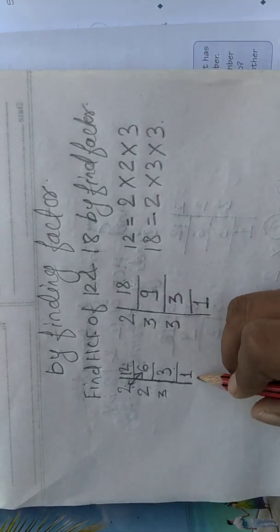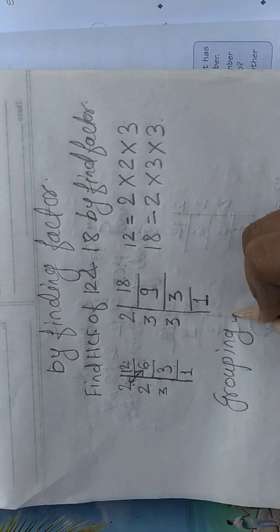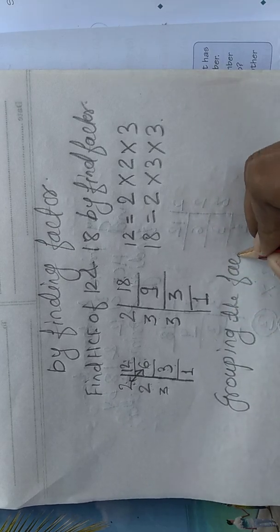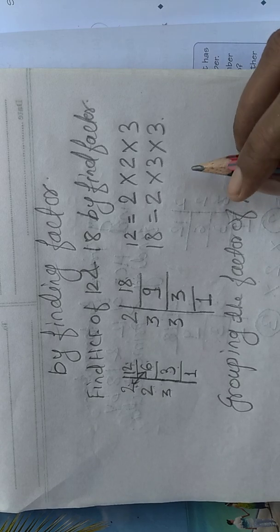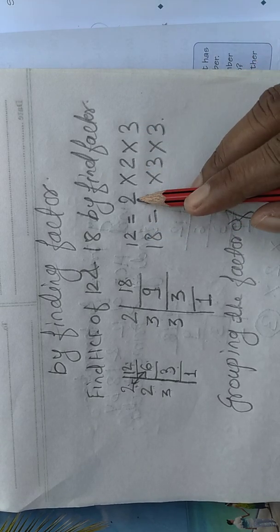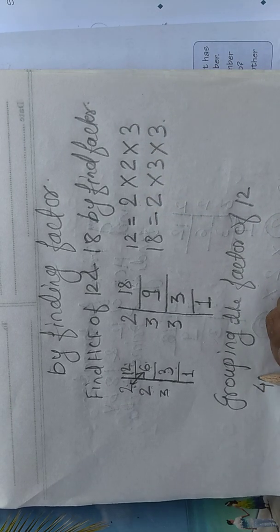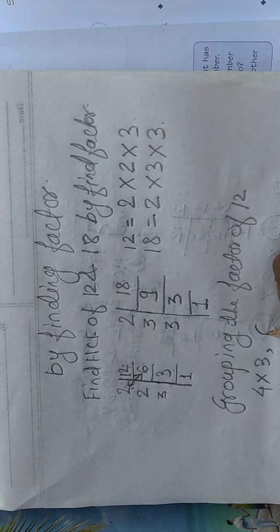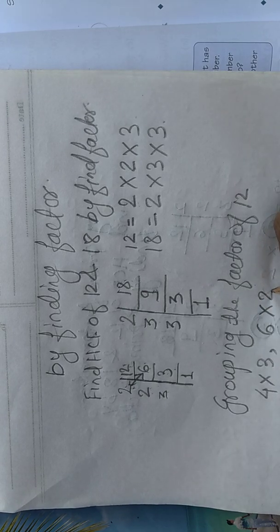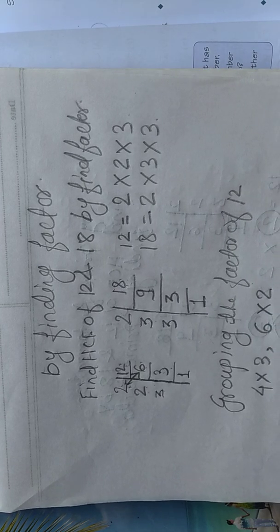Next step is grouping the factors. Here we have to find the groups of the factors of 12. So first group is 2 2s are 4, 4 into 3. Next, 2 3s are 6, 6 into 2. So those are the groupings of the factors of 12.